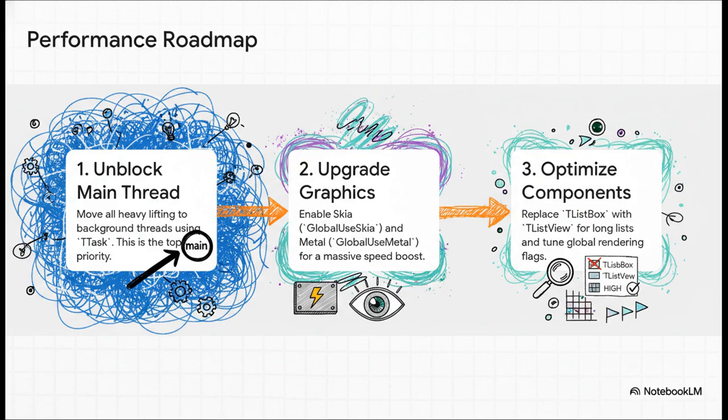An unresponsive UI is the worst possible user experience, so your top priority is to get everything that isn't UI-related off that main thread. Once your app is responsive, then you move to step 2. Upgrade your graphics engine with Skia and Metal. This will make your app not just responsive, but beautifully fluid and fast. And finally, once that solid foundation is in place, you can move to step 3 and start fine-tuning, swapping out components like TListBox and tweaking those global flags for that last bit of performance.